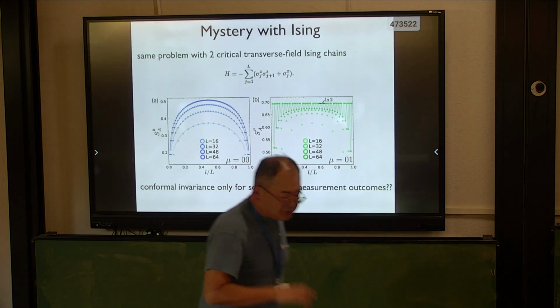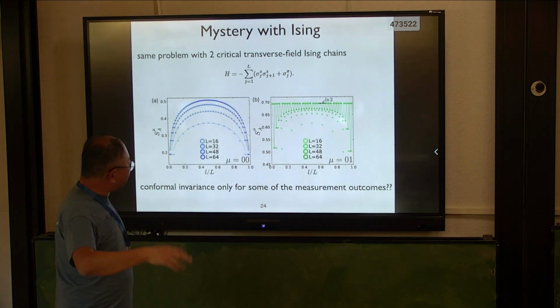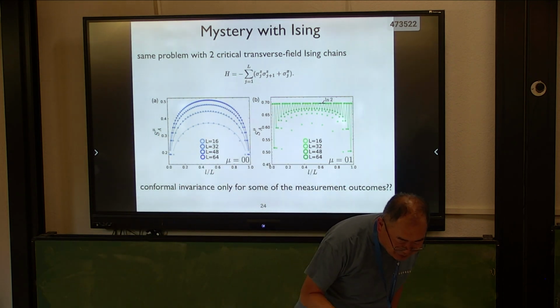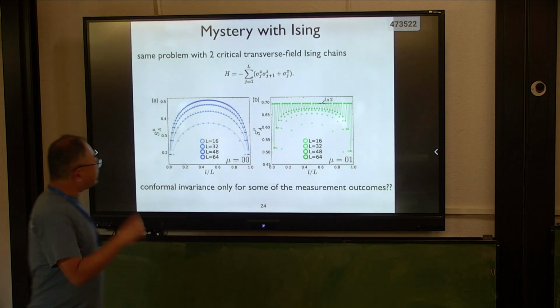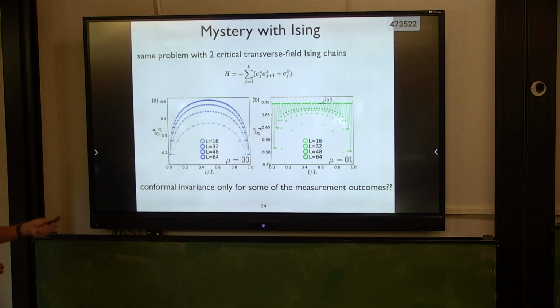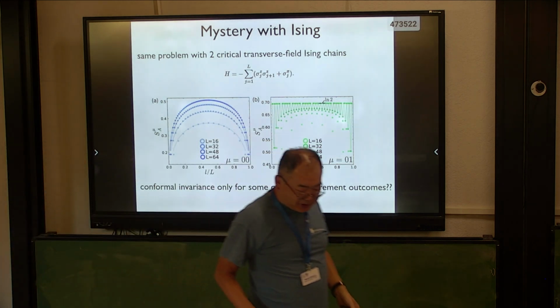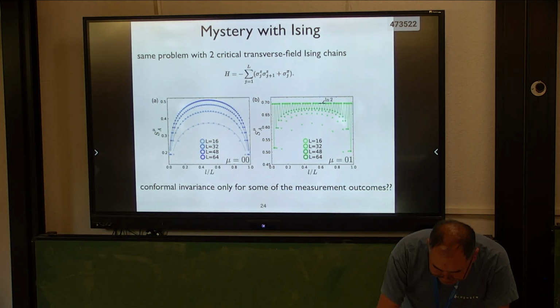Yeah, and he also did a simulation for Ising, and we have some partial understanding, but for some outcomes of the Bell pair state, the curve looks very different. It maybe doesn't quite look like a conformal field theory result, but for some outcomes it seems to follow this log curve at least. We don't yet fully understand how to deal with this.